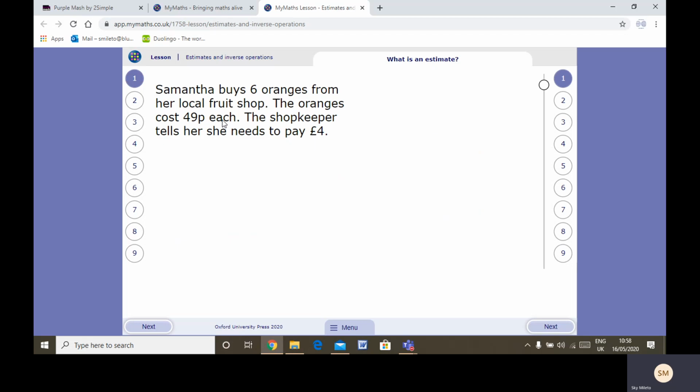Okay, so what is an estimate? Samantha buys 6 oranges from her local fruit shop. The oranges cost 49p each. The shopkeeper tells her she needs to pay £4. Now Samantha wants to work out whether this sounds about right, whether this sounds about the right number.